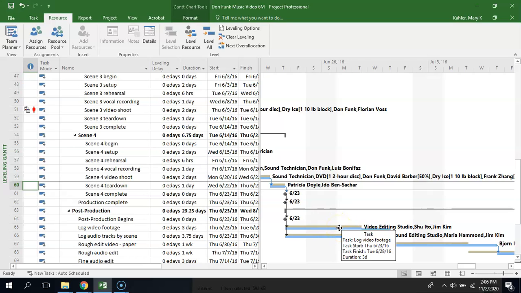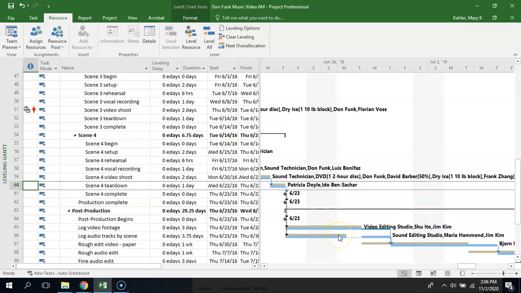So the video editing is fine, and it's the same no matter if you're looking at the tan bar or the blue bar. But if you look at the next one, log audio tracks by scene, it created a split, and the new task is in the blue section. So this is how they fixed the over allocation problem, by creating a split so that somebody wasn't over allocated when they were working on both of those tasks.